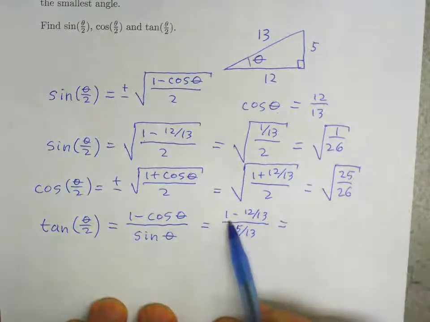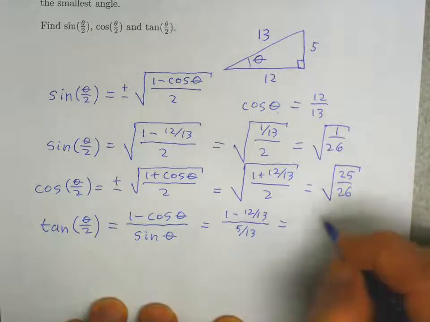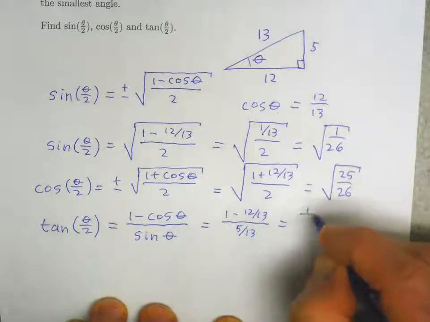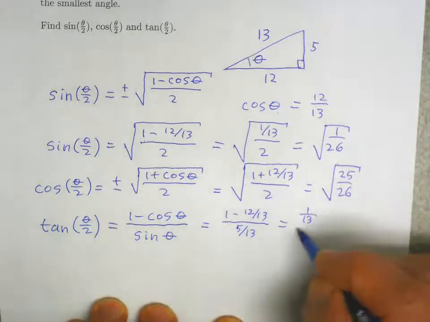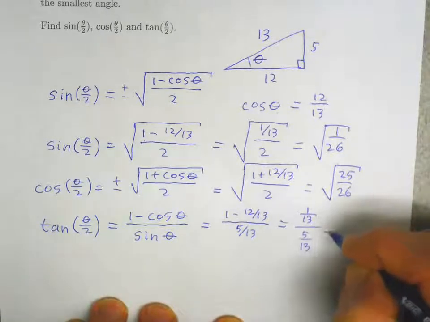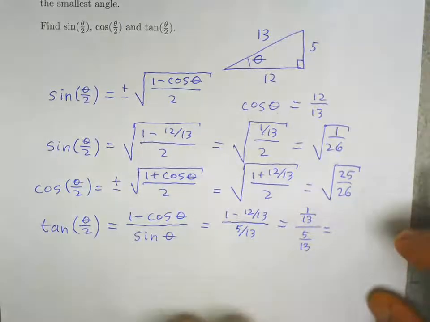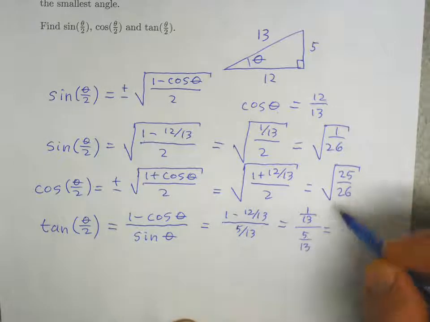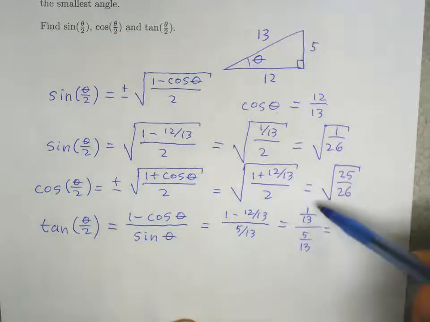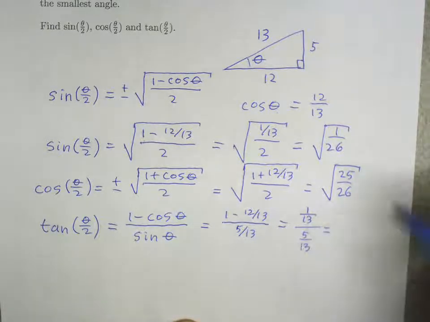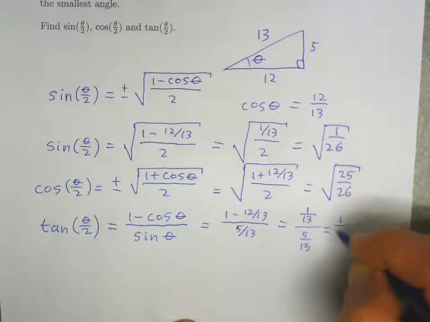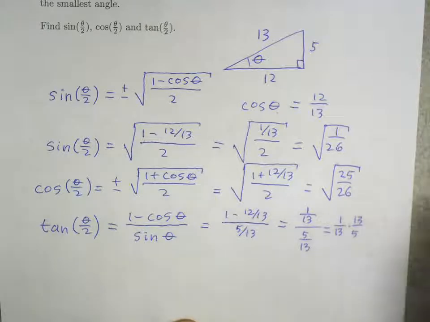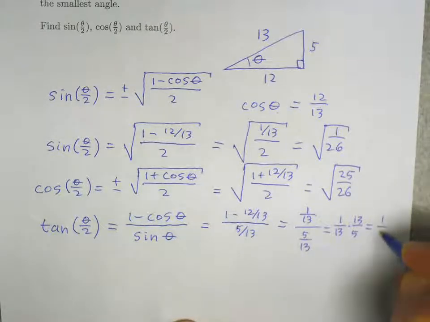The numerator, 1 minus 12/13, becomes 1 over 13, 1/13 divided by 5/13. And this will simplify to 1/5. I'll write a little bit more detail just to remind you. If you divide one fraction by another, we can multiply the fraction on top by the reciprocal of the fraction on the bottom, and we get 1/5.